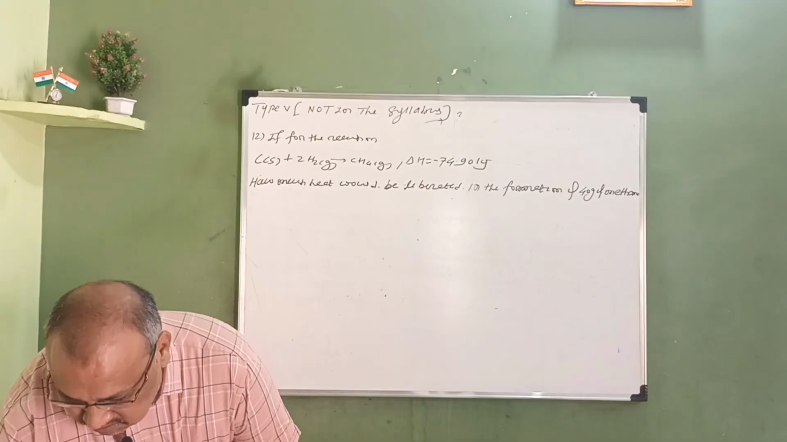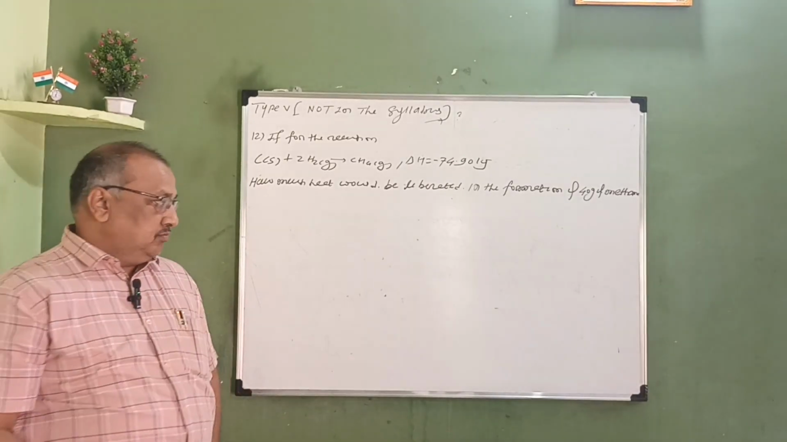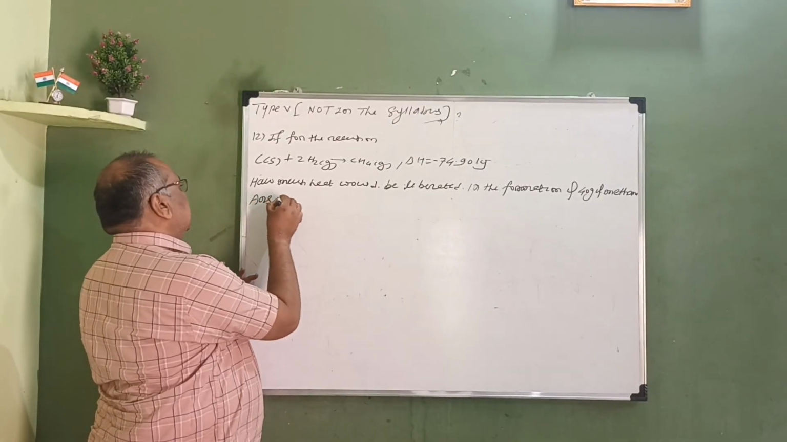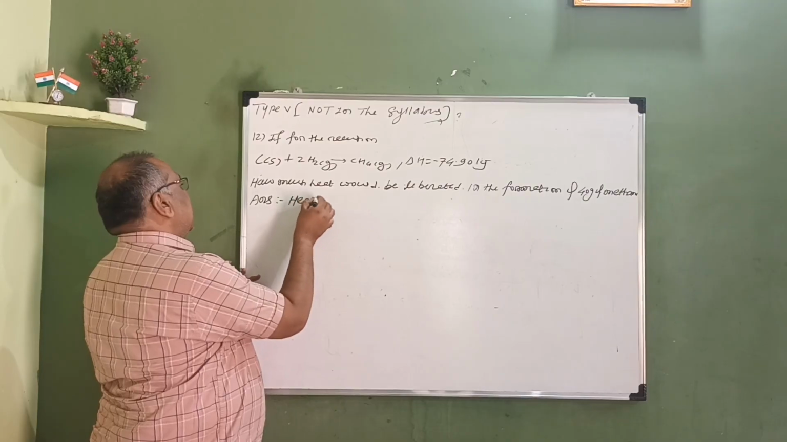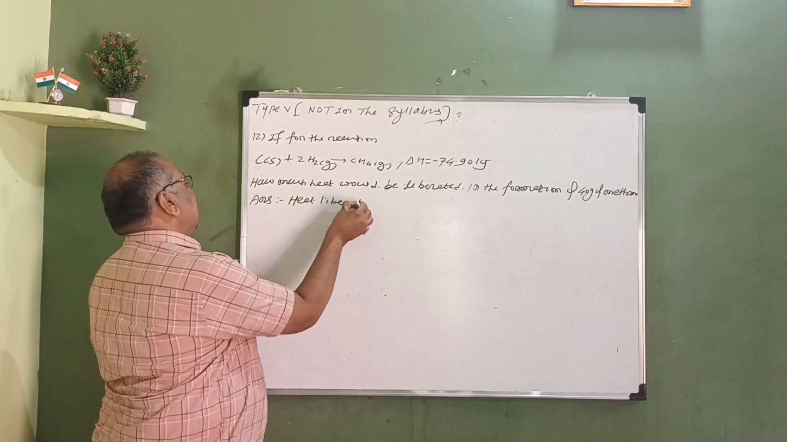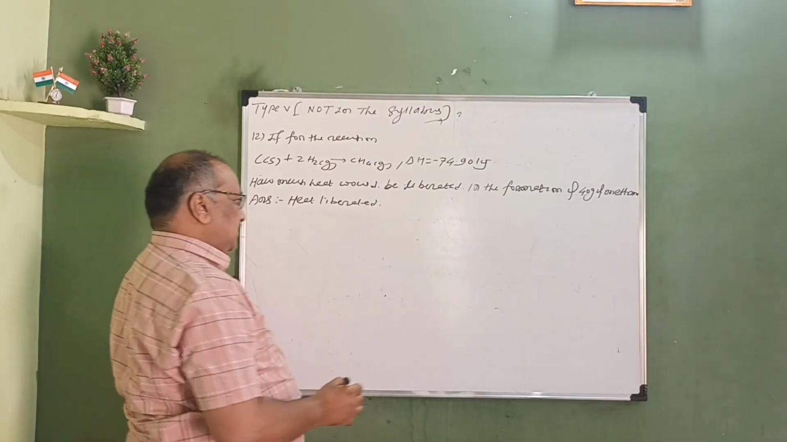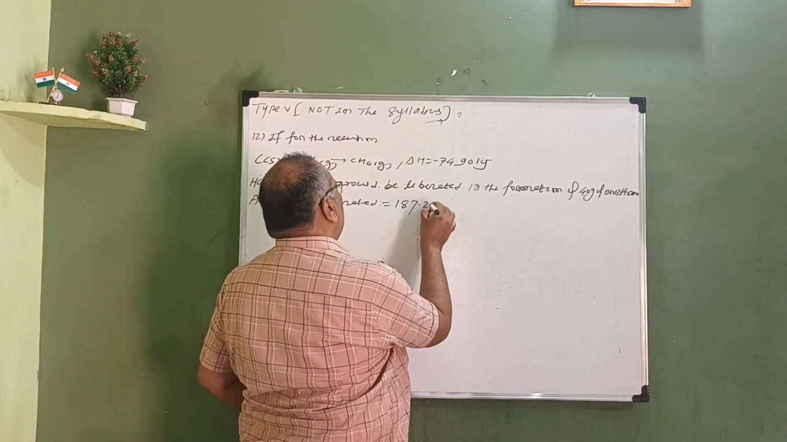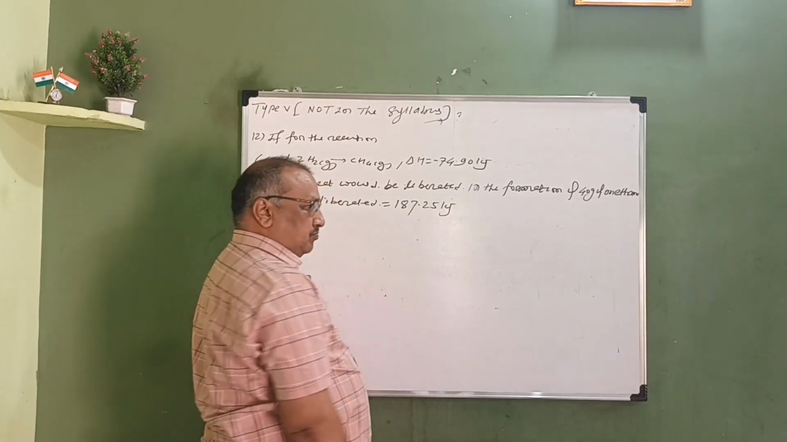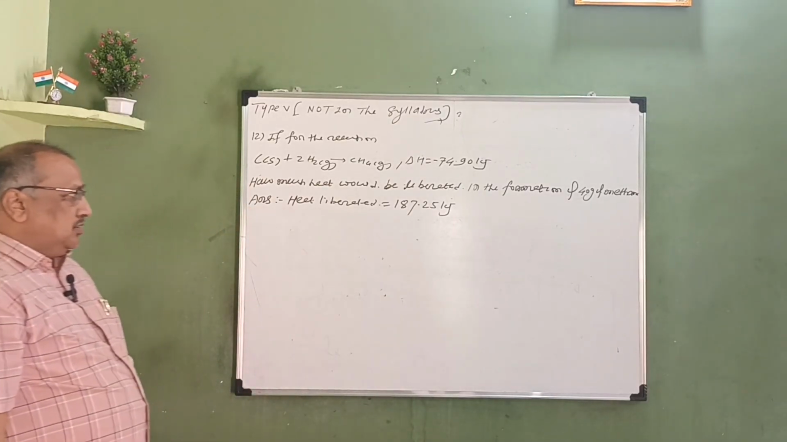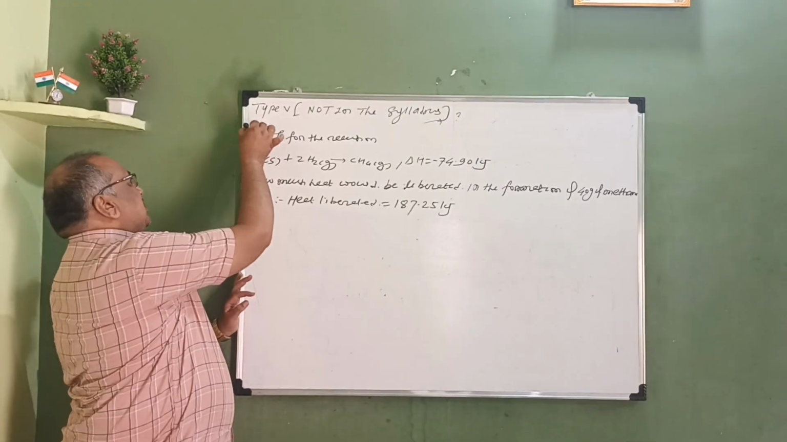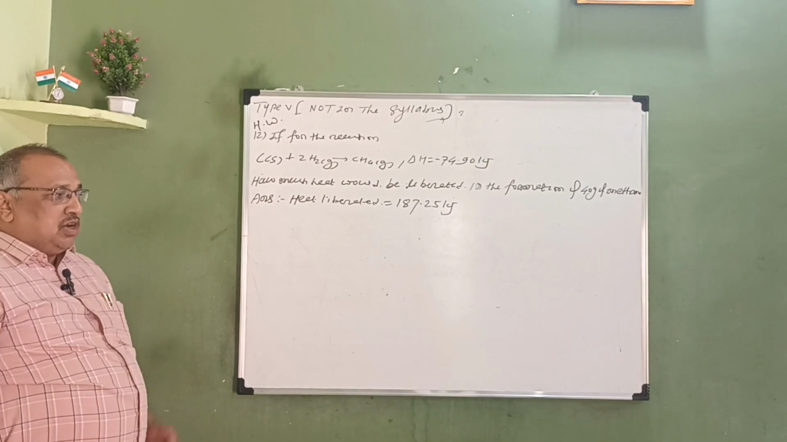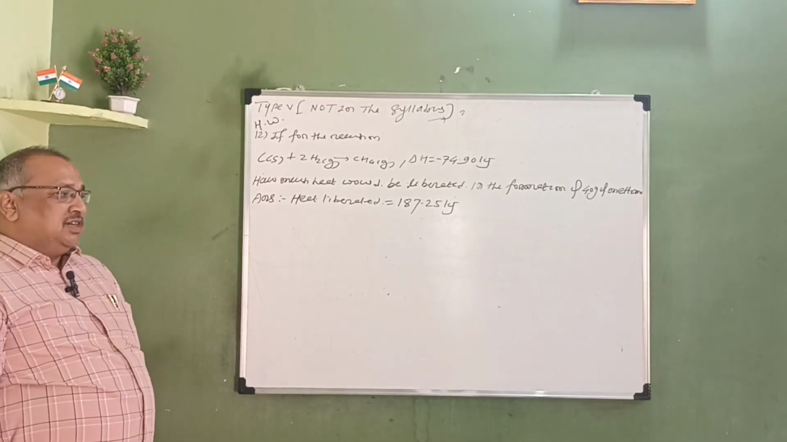Here answer is heat liberated equal to 187.25 kilojoule. Now try to solve this numerical in your home. That means this is for homework. You can also solve this numerical directly.